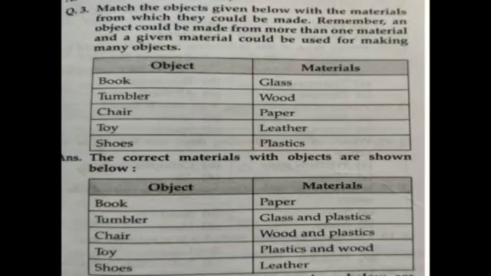Chair. Chair also is the same. Chair is also made from wood and plastic. Both you will write. Next is toy. Toy again, plastic and wood. Toy is also made of plastic and wood. Both you will write here. And shoes. Shoes are made up of plastic.